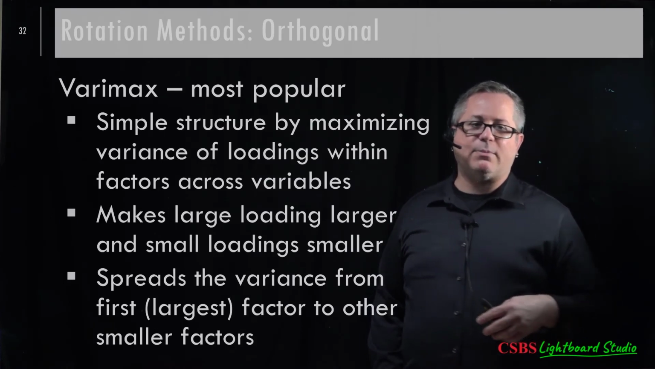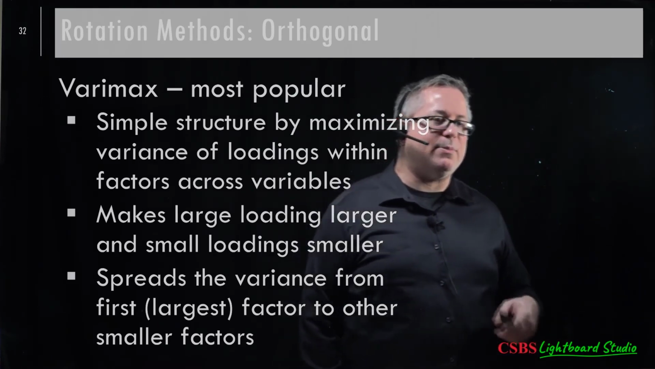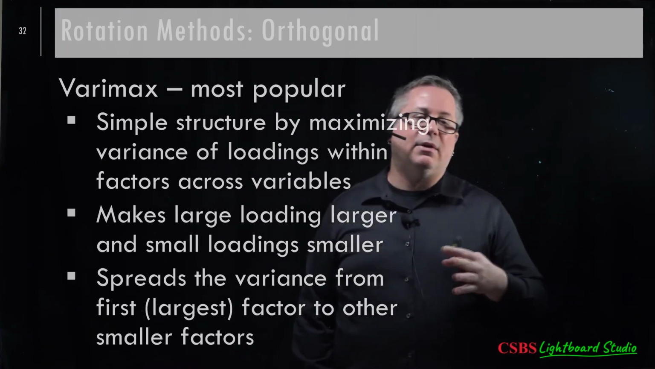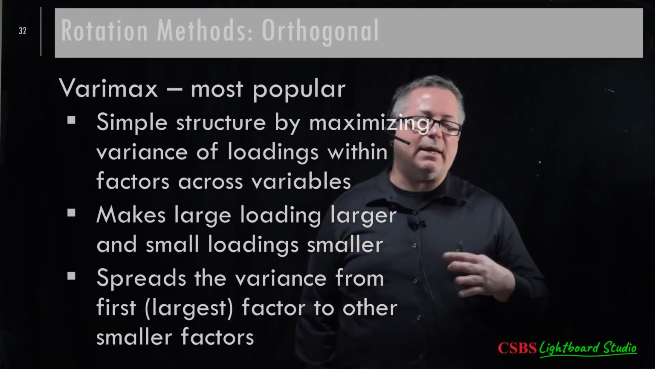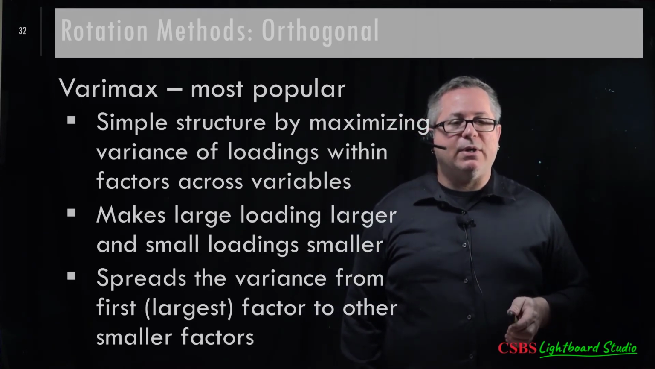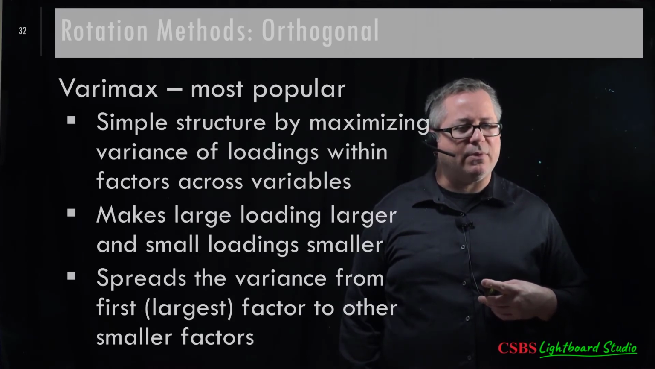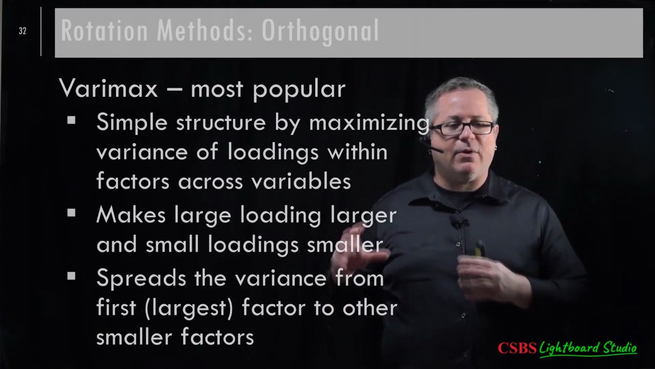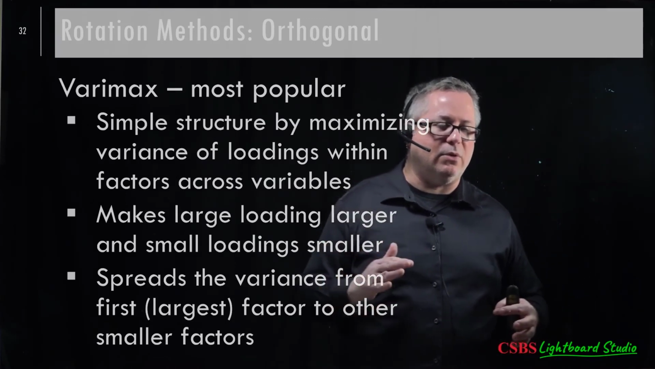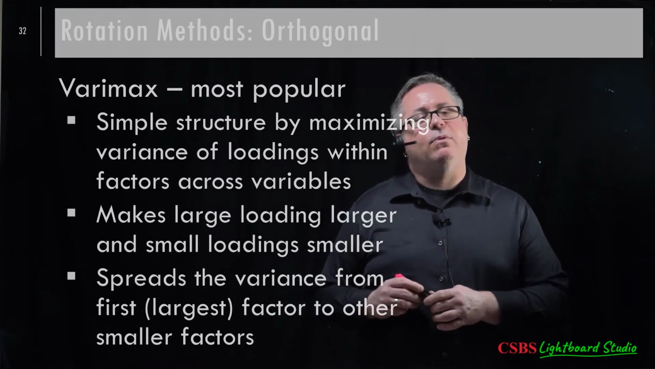Simple structure by maximizing variance of loadings within factors across variables. We're trying to maximize the amount of variance in each factor across variables, so spreading out the loadings across the factors to try to maximize everything. Again, it's sort of a spread the wealth, right? Makes large loadings larger and small loadings smaller. That's actually not true often. It seems backwards. It actually will oftentimes take variance from larger loadings and spread them out to smaller loadings for factors that you are keeping. So it does make large loadings larger and small loadings smaller.